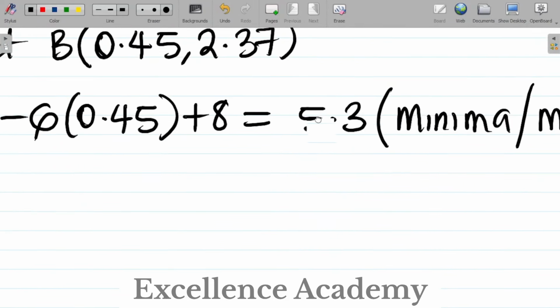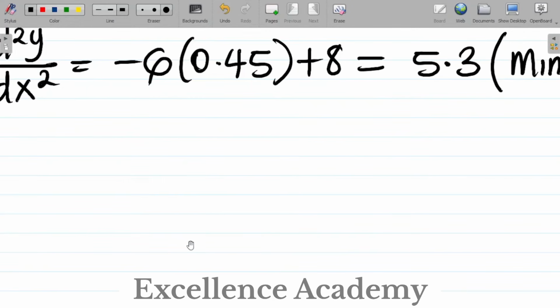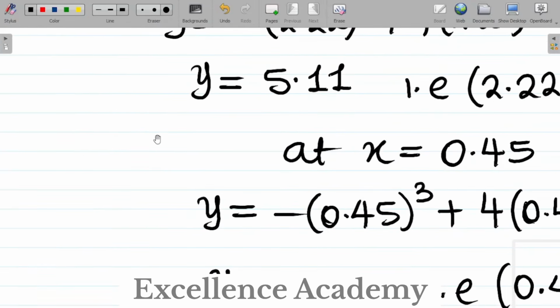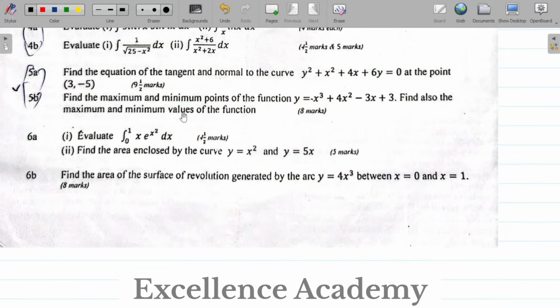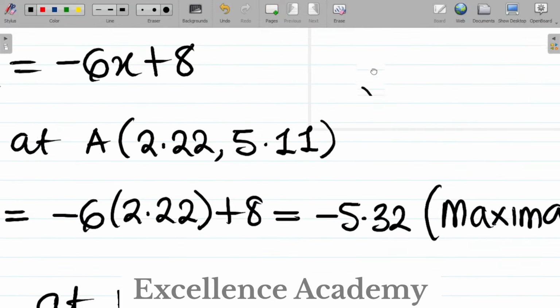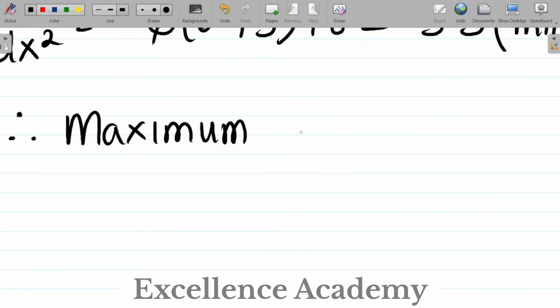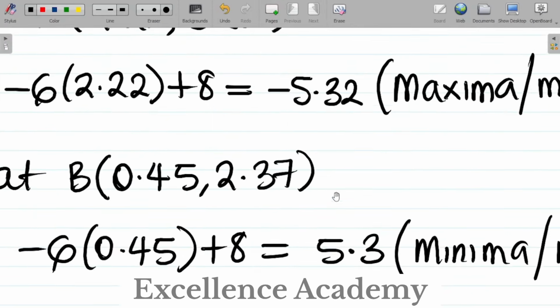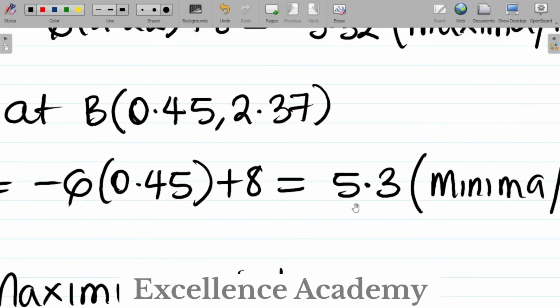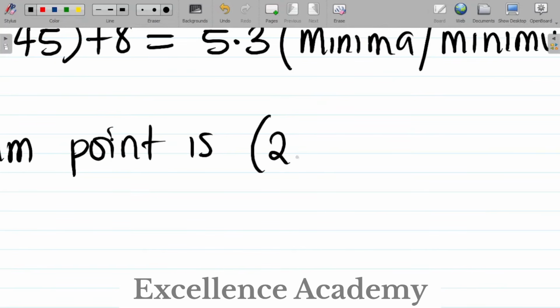Let's use their term. They say we should find the maximum and minimum points. Therefore, the maximum point is, what's the maxima there? The maxima there is (2.22, 5.11). That's the maximum point.